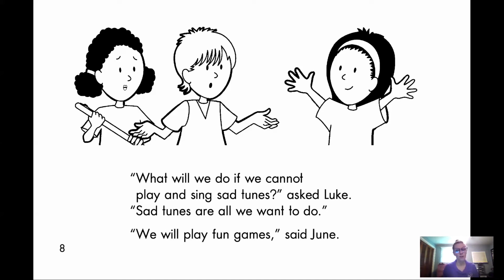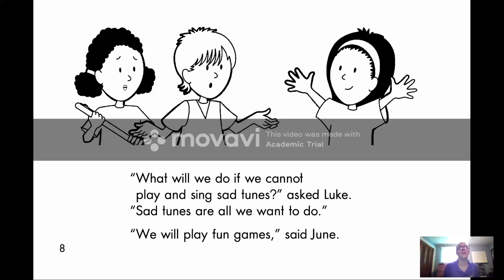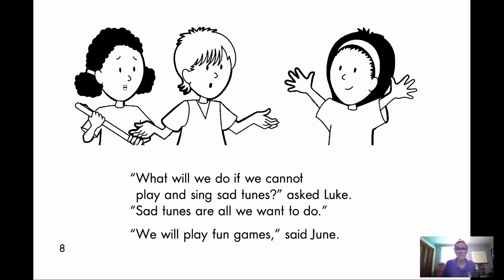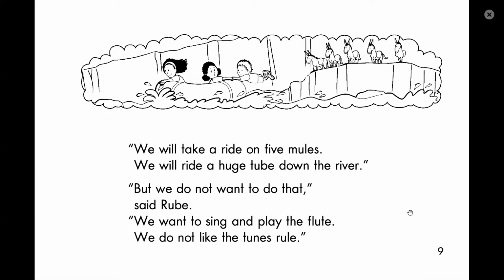Remember, you can always look back in your story. If you look at the last line, it says, we will play fun games, said June. So June's way of fixing the problem is, instead of us playing sad music, can we play a game? Let's see what they say. So we're turning to page 9. Let's see. Starting with the word we.